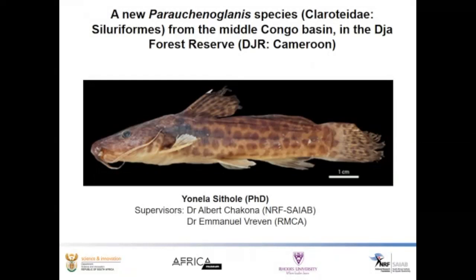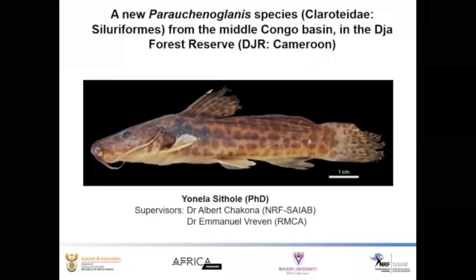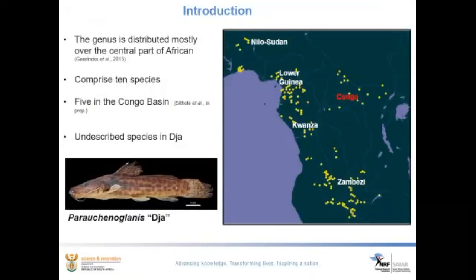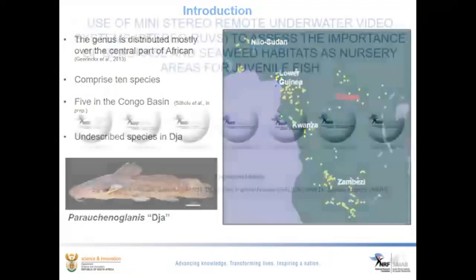Today, I will be presenting on a new paracrinoclinid species from the Migu-Congo Basin in the Jar Forest Reserve. The catfish genus Paracrinoclinis is distributed over the central part of the African continent in 5 ecofaunal provinces. Paracrinoclinis comprise of 10 species, of which 5 of these species occur in the Congo Basin. A recent detailed study of Paracrinoclinis species was conducted in the Congo Basin and adjacent basins in southern Africa.